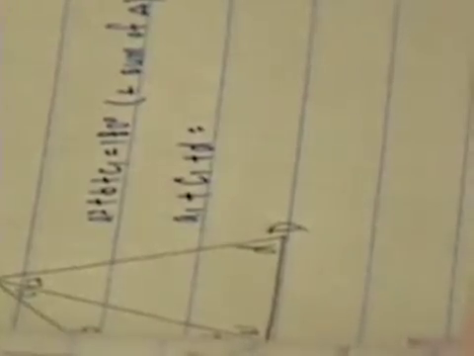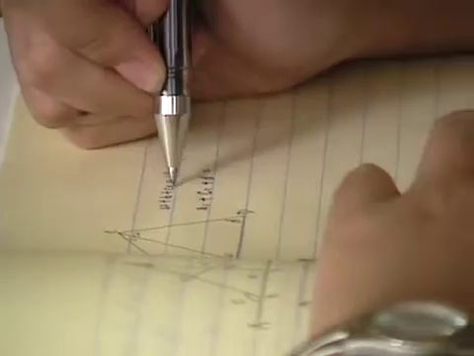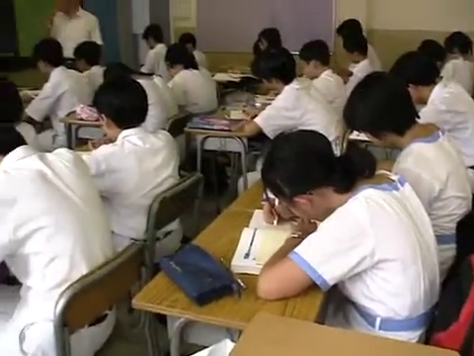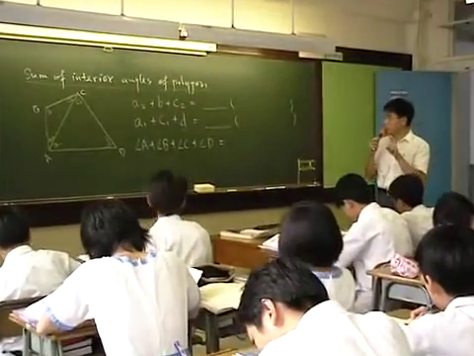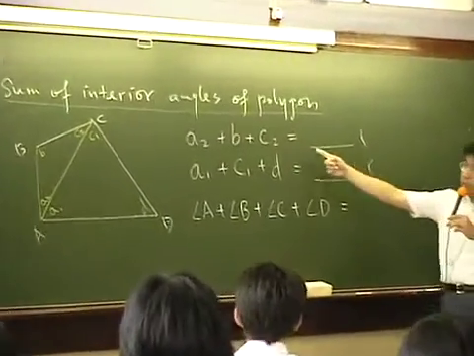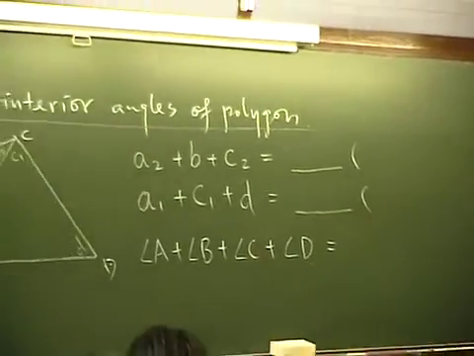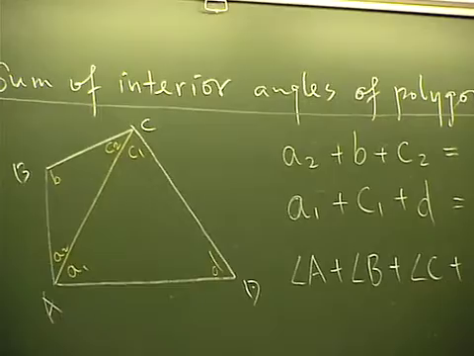Okay. Have you found out the sum of angle A, angle B, angle C, and angle D? That means what is the sum of interior angles of a four-sided polygon? I'll give you some hints. Help me to work out the sum of this polygon. Last week, you have learned the sum of interior angles of a triangle.